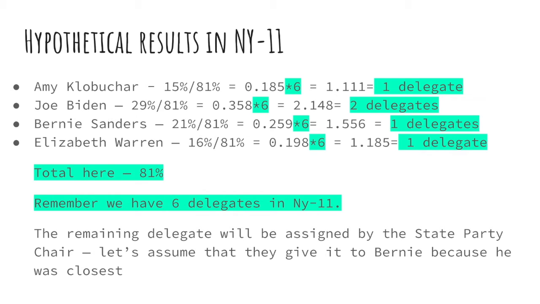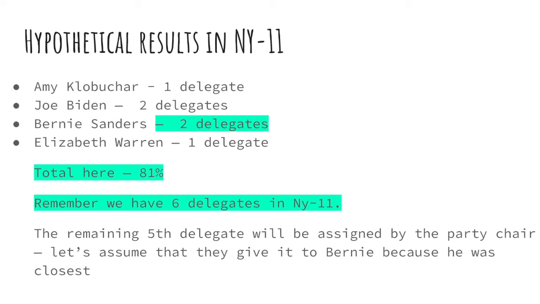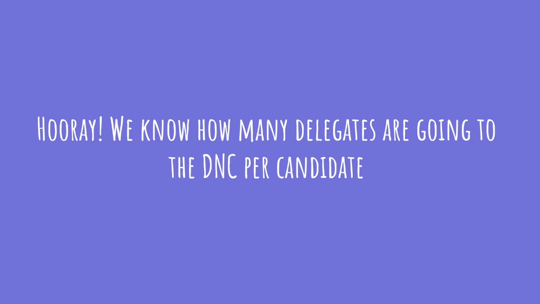So if you count here, there's only 5 here. The party chair would assign the remaining delegate. Typically, they're going to assign it to the winner of the primary, or they could assign it to the person who got closest. In this case, let's say the party chair gave it to Bernie Sanders. So now we have 1 delegate for Amy Klobuchar, 2 for Biden, 2 for Sanders, and 1 for Warren. So hooray! We know how many delegates are going to the DNC per candidate.